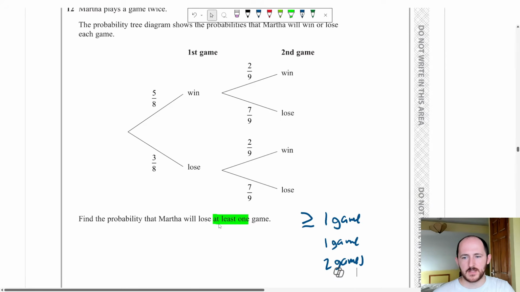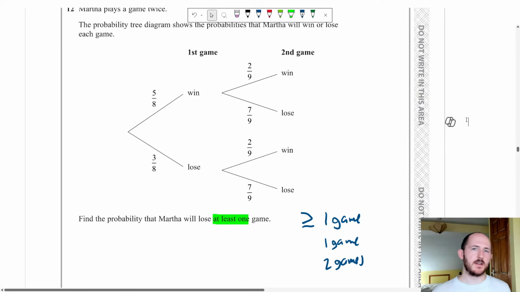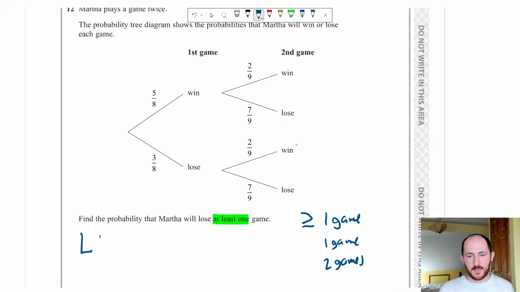Okay. So, what are the options here? What are the possibilities, right? What are the different universes, right? Like Doctor Strange, right? All the different timelines, right? Well, for her to lose at least one game, she could either lose the first game and then win the second game. So she could lose and then win, right? That's one universe, right? That's one possibility.